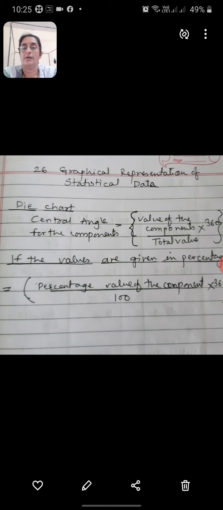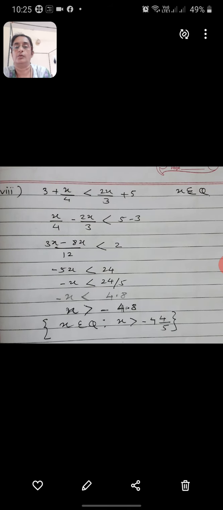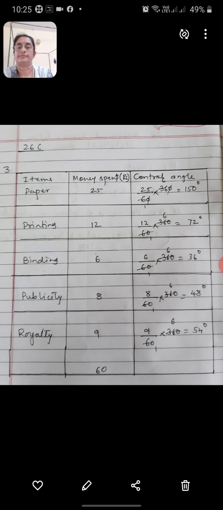So first is value of the component divided by total value into 360, and if the values are given in percentage, we are going to use percentage value of the component divided by 100 into 360. Fine. Using both these methods, we are going to do two sums, that is two pie charts. So let us go to the first one, that is 26C.